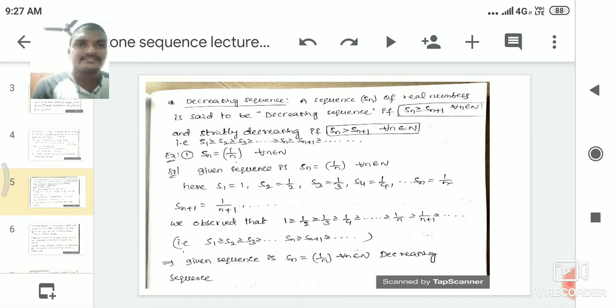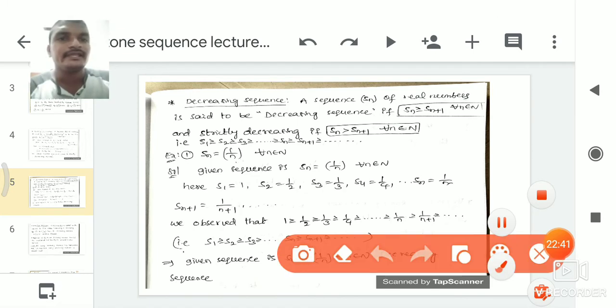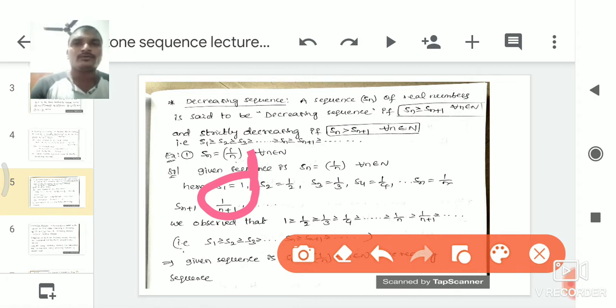If the terms of a sequence satisfy this condition, then we say that the given sequence is decreasing. Here the sequence Sn is equal to 1 by n is a decreasing sequence, and 1 is an upper bound of the sequence 1 by n. S1 is equal to 1 is the upper bound of the sequence Sn is equal to 1 by n. Then we say that 1 by n is a bounded above sequence.